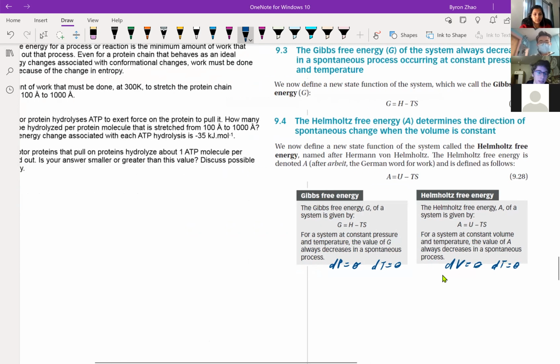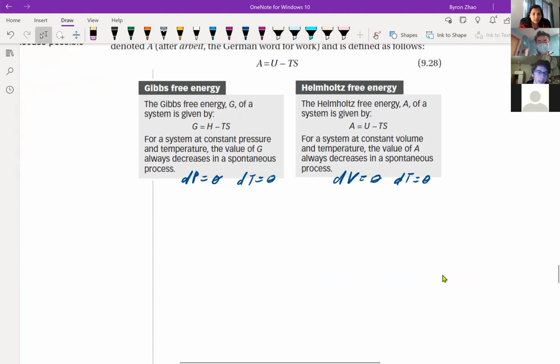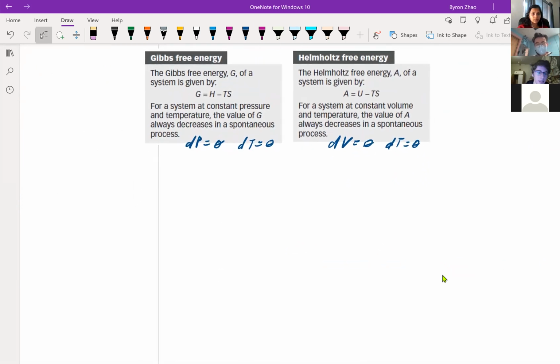So I'm just going to do a quick derivation here to let you all know why this is the case. As you can see, the difference in the equation is one is H, the other one is U. So from chapter 6, you have learned that H of the system is equal to the energy of the system, U system, plus PV of the system, right?